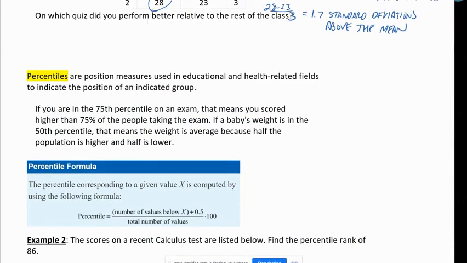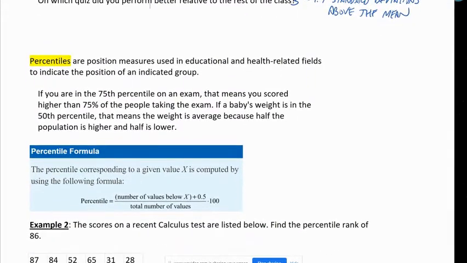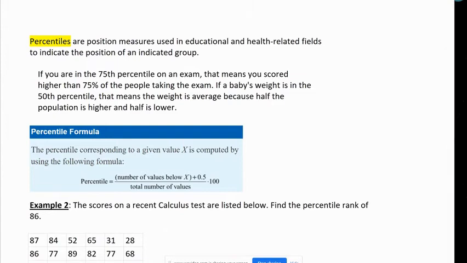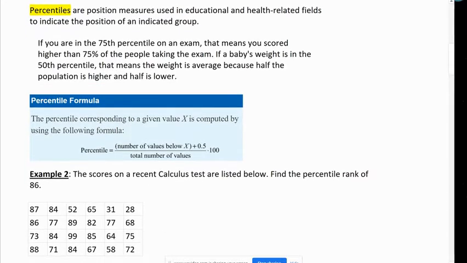Okay, and then we can also, in terms of position, we can always talk about percentiles. A percentile tells you what portion of the population you are higher than, or your score is higher than. And so the percentile formula is the number of values below your current x value plus 0.5 divided by the total number of values, and then times 100.